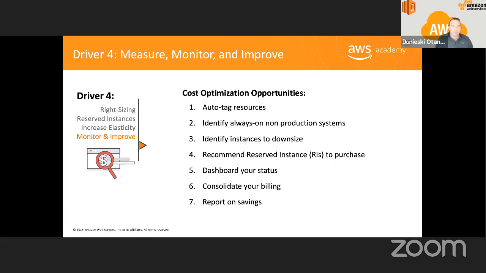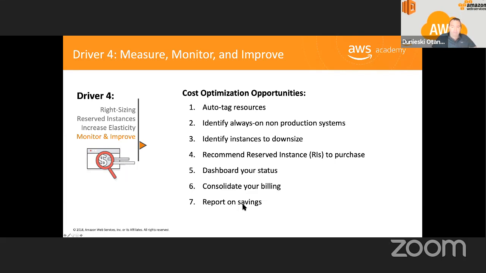Dashboard your status. You can have a dashboard in CloudWatch where you can see the status of your instances. Consolidate your billing. If you have different accounts together, you can have only one bill. You don't save money, but what it does is you can pay only one bill. You don't have to pay tons of bills. So that's part of the optimization of the cost.